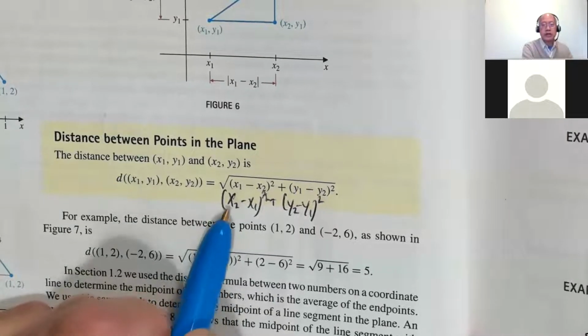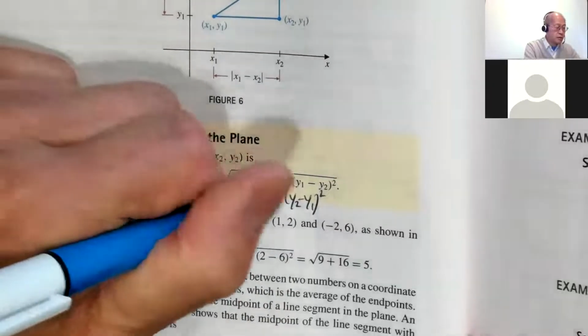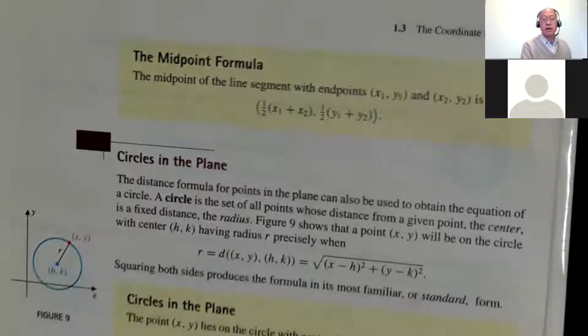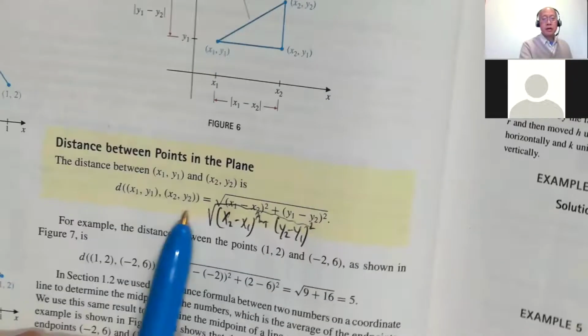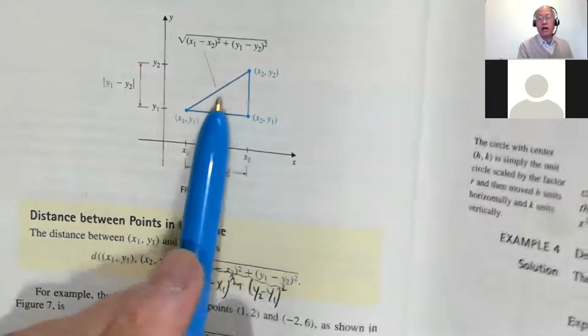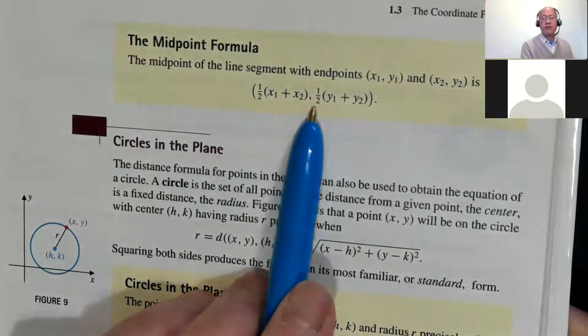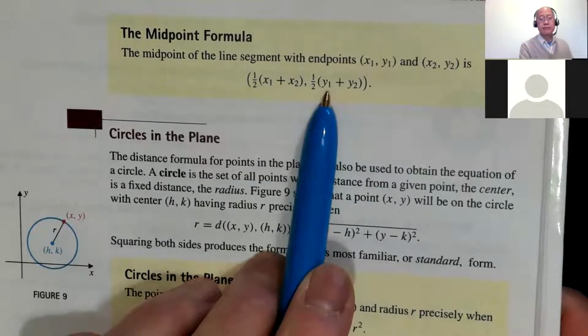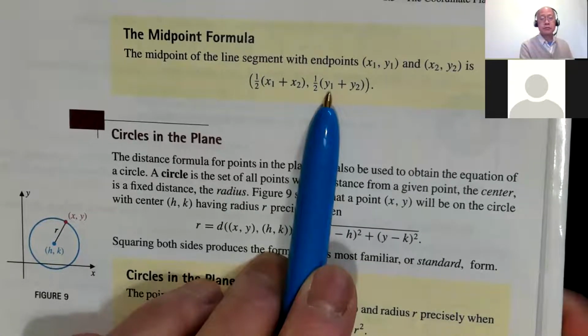So the square root of x2 minus x1 squared plus y2 minus y1 squared. And of course, the square root should still be there. Okay, midpoint rule. Well, that kind of looks like what we had before. How do you find the midpoint between these two? Simple. You average the x's and you average the y's. So 1/2 of x1 plus x2, 1/2 of y1 plus y2. So you can put it on your formula sheet or not. I'll talk a little bit more about theory on Monday.